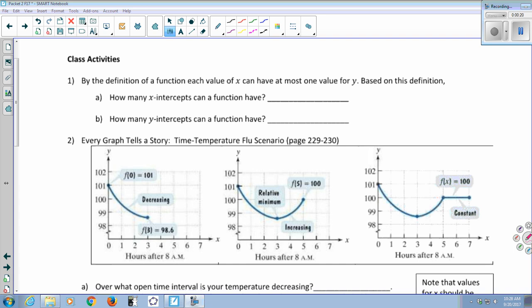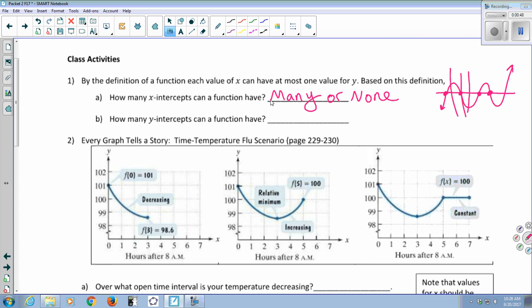So this is many, right? Or none. Each value of x can have at most one value of y. So if I look at a quick x-axis here, if I have many x-intercepts, no matter how I connect them, something like that, this is still going to pass the vertical line test, not hitting more than 1 point for any vertical line.